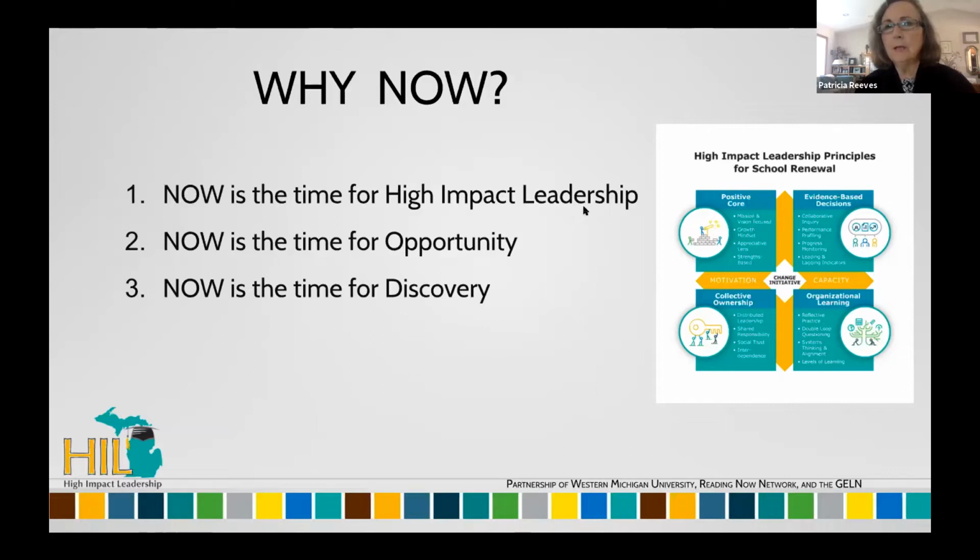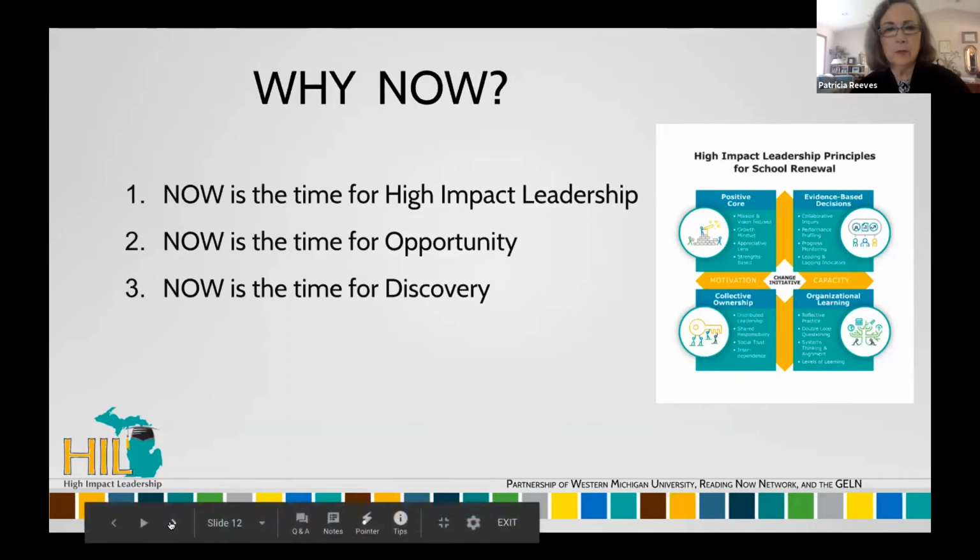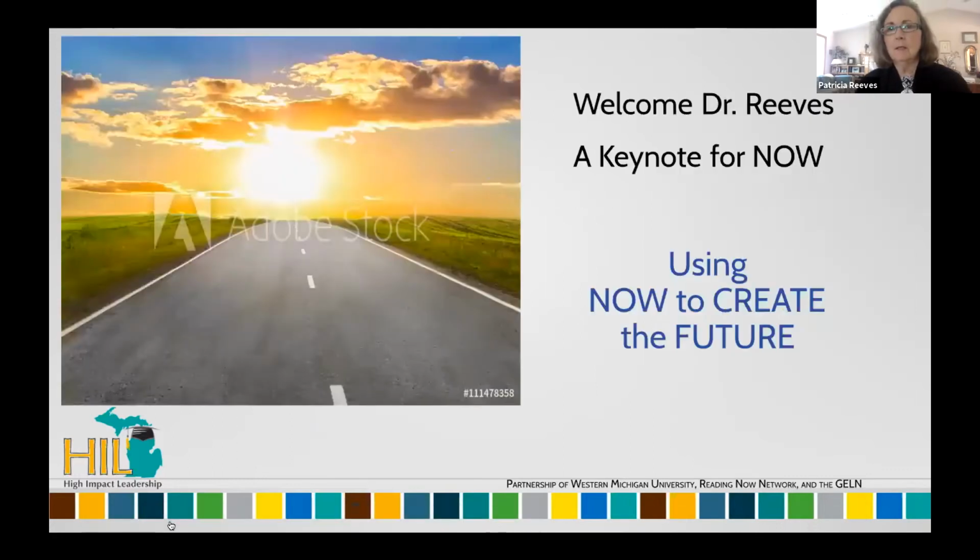So there's lots of ways that we can go into this school year, and we're hoping that by walking alongside you and helping you take these HIL principles into the way you go into the school year, it will be a school year of opportunity, of discovery, and wonderful outcomes for you and your students. So let's get started down the road and towards that opening of your school year.